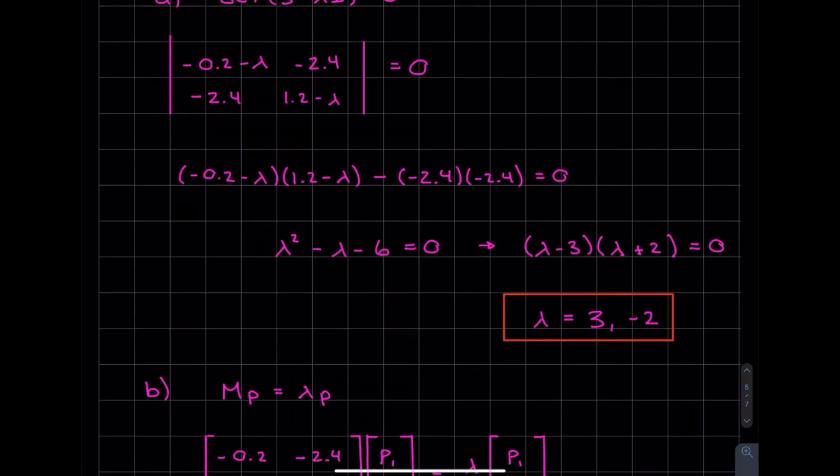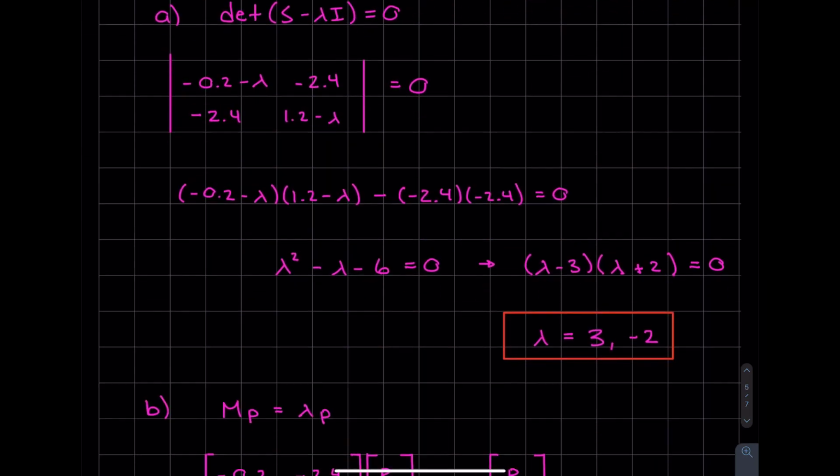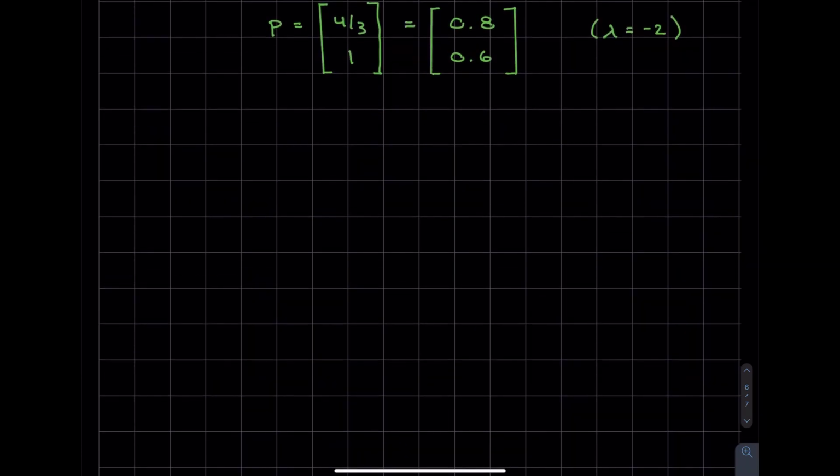All right. So the final part of the question says, find the components of S prime in the coordinate system formed by the eigenvectors of S. So there's two ways to approach this problem. One is, you know, just from before, that S prime is equal to QS QT. And since Q is going to be a function of the eigenvectors, you can say Q is going to be eigenvector 1 and then eigenvector 2. So you can say eigenvector 2 is 0.8, 0.6, and this one's negative 0.6, 0.8. You can do all the calculations, have a lot of fun.